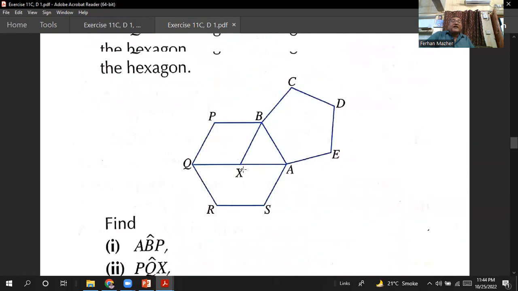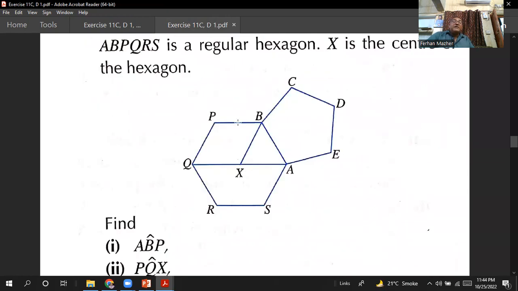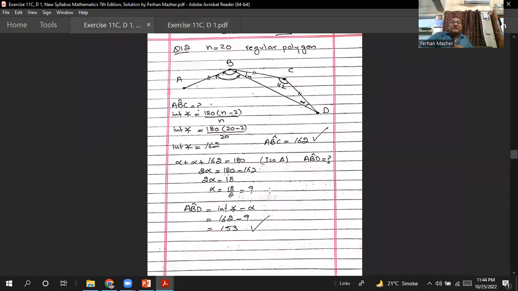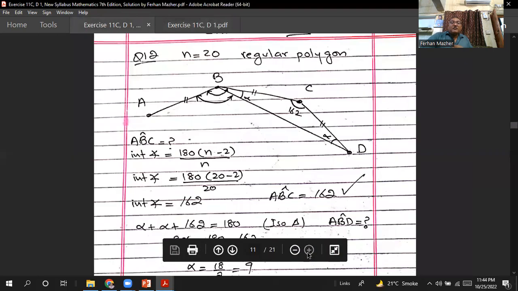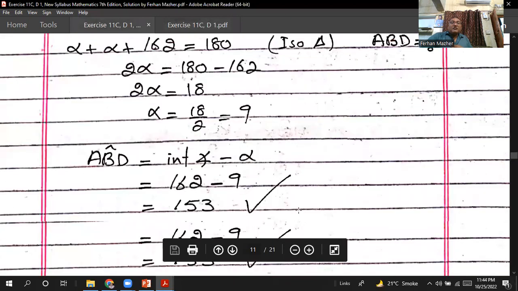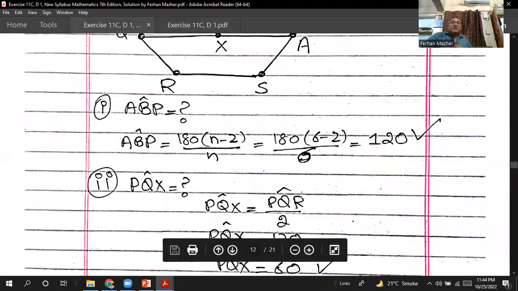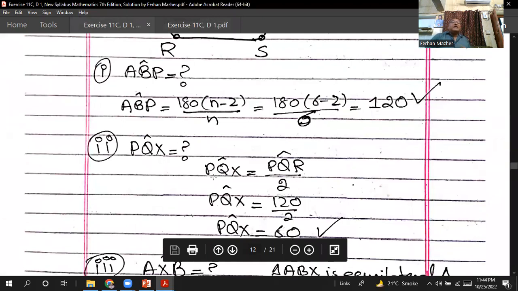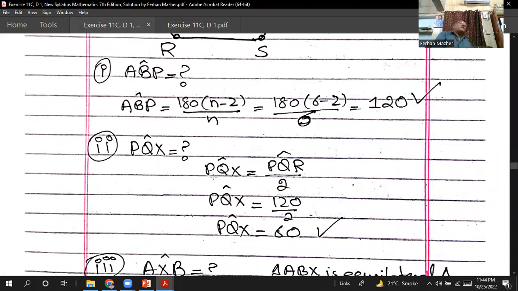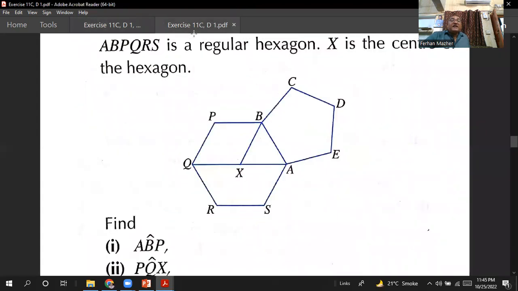Their first question is to find ABP. That's the internal angle of the hexagon. So very simple. ABP is equal to the internal angle of the hexagon. So it will be 180 times (n minus 2) divided by n. So it will be 180 times (6 minus 2) divided by 6. So it will be 120 degrees. So the ABP angle will be 120 degrees.